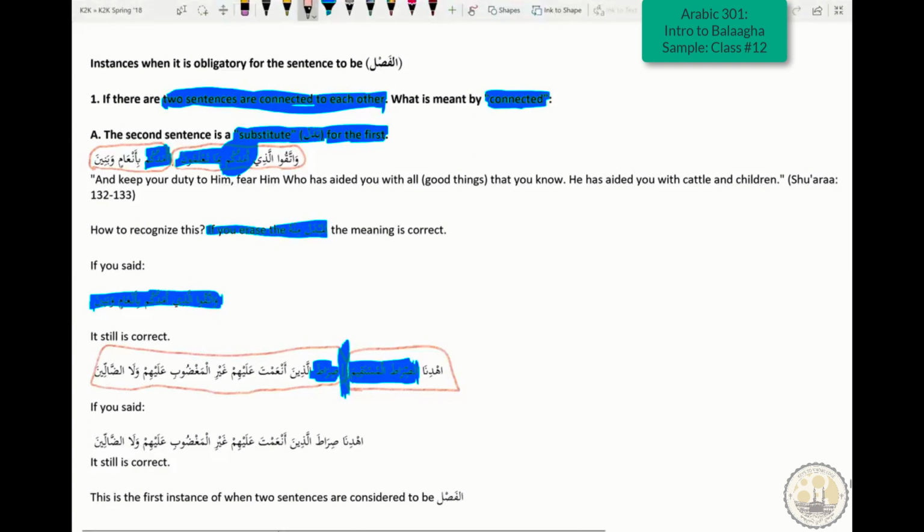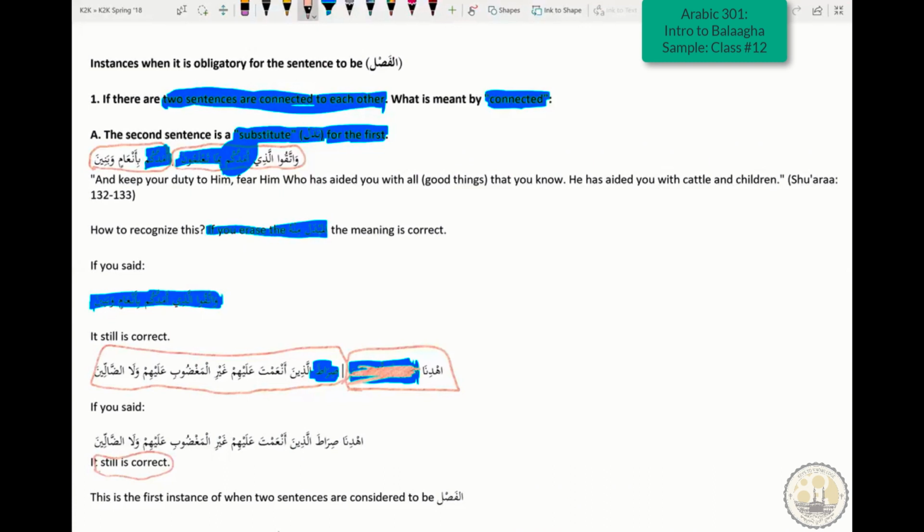And if you were to actually erase الصراط المستقيم altogether, and you were to say, not in the Quran, just a regular dua, اهدنا صراط الذين أنعمت عليهم غير المغضوب عليهم ولا الضالين, it is also still correct. Yani the meaning is still correct. Because what is the Sirat al-Mustaqim in reality? It is Sirat al-ladhina an'amta alayhim ghayr al-maghdubi alayhim wa la dhalin. Right? That's the Sirat al-Mustaqim. So for that reason, there's no waw mentioned in between these two ayat.